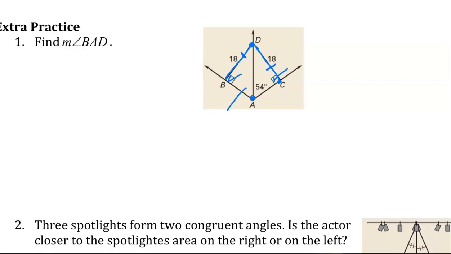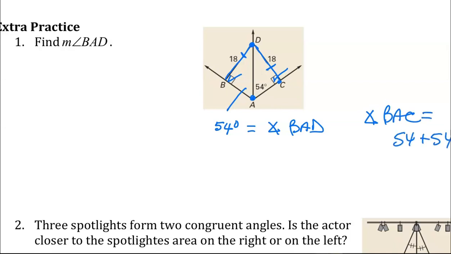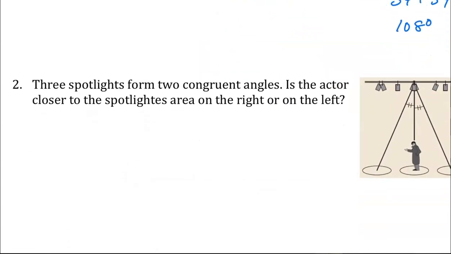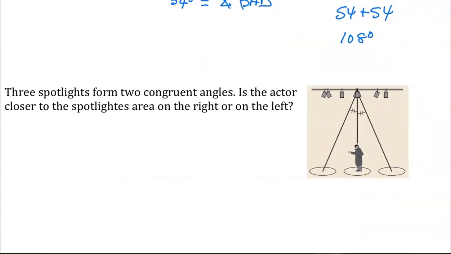If that's the case, then this angle has to be 54 degrees, and is that BAD? Yes. So angle BAD equals 54 degrees, and then also angle BAC equals 54 plus 54, which is 108 degrees. So be careful to make sure that you're answering the question that they're asking.